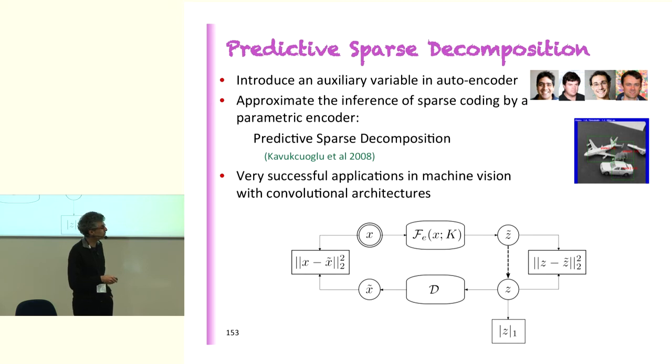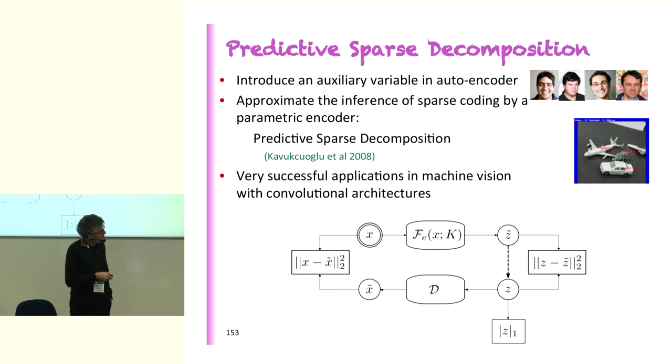We introduce this extra variable z. Previously, z was fixed to be a function of x. Now, z is like non-parametric. For each example, I've got a representation z that's free. So I've introduced something non-parametric in this thing. And I'm going to learn both the z and the parameters of the encoder and the decoder.